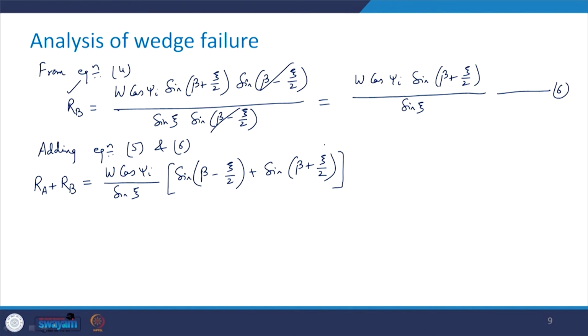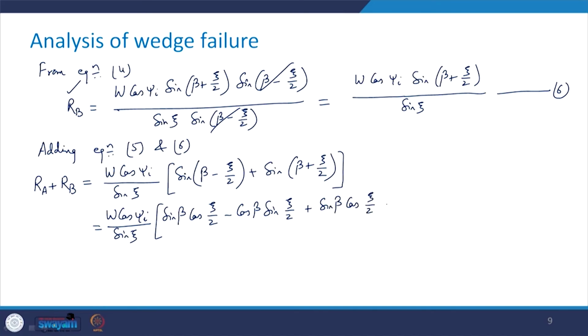So if I just split it, this is what I am going to get: cos psi i by sine zeta. I will have here sine beta cos zeta by 2 minus cos beta sine zeta by 2 plus sine beta cos zeta by 2 plus cos beta sine zeta by 2. This is what we are going to get.